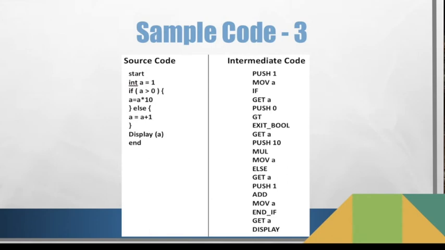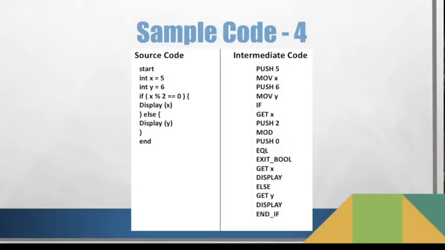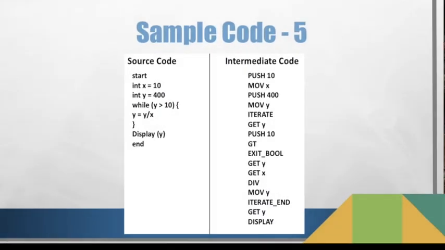Similarly, we can explain the intermediate code for the source code of this program as well. Here we are doing multiplication of a and 10 and giving the result into a. Same is the case with the fourth sample code and with the fifth one.